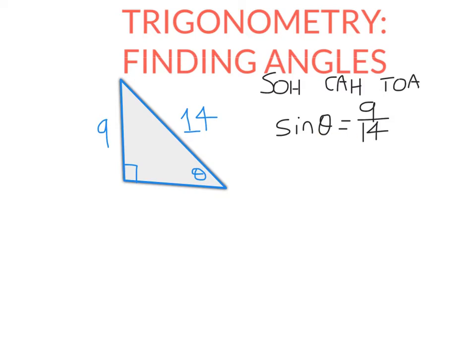So I want to solve this equation here. This is where the difference starts. In the previous lesson, when we were finding sides, we either multiplied or divided here. We're going to do something different. I want to get theta by itself, so I need to undo taking the sine of theta. How would I do that? Well, your calculator has a button that does that.